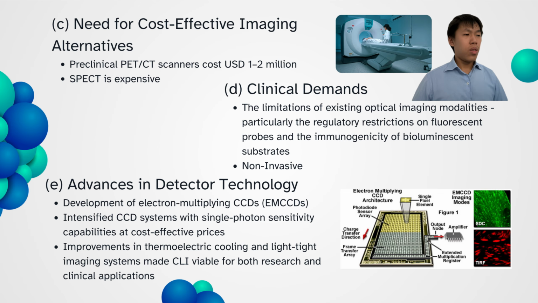For example, PET or CT scanners cost about 1 to 2 million US dollars, and SPECT is also very expensive. And on the contrary, CLI only requires a camera, a higher quantum efficiency camera, CMOS, CCD, etc. And the fourth one would be the clinical demands.